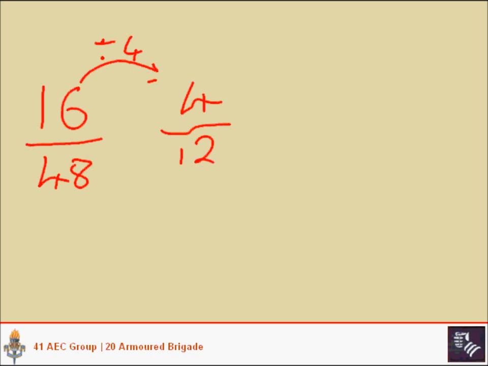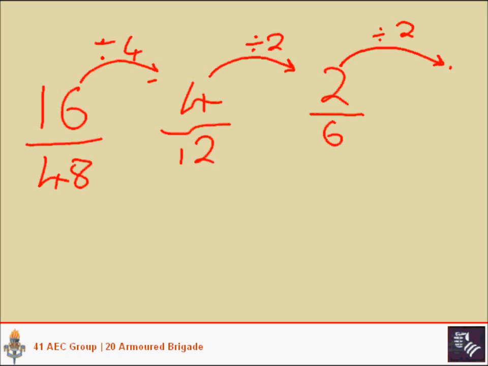We can get this smaller. Both of these numbers can be divided by 2. So 4 divided by 2 becomes 2. And 12 divided by 2 becomes 6. Again, this still isn't as small as we can get it. Both numbers can be divided by 2 again. So 2 becomes 1, and 6 becomes 3. This is as small as it can go as full figures. So our final fraction is 1/3 of the respirators failed the test.